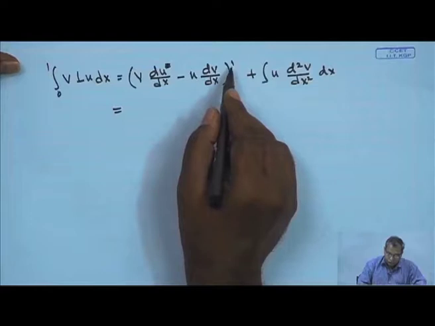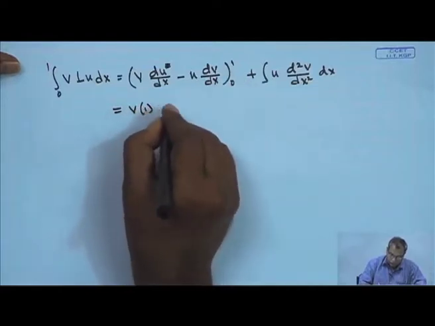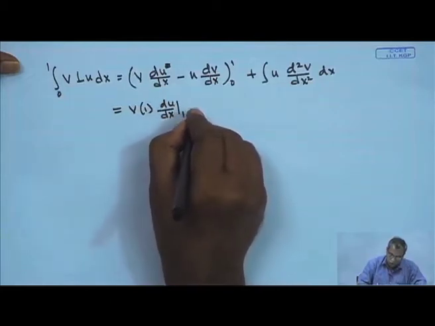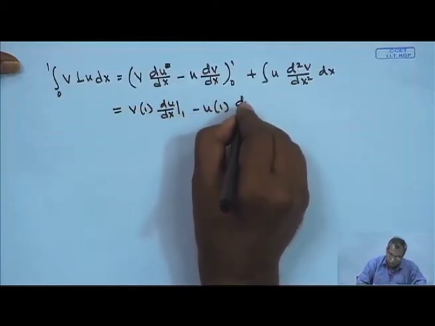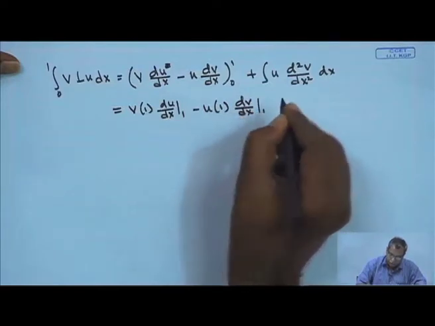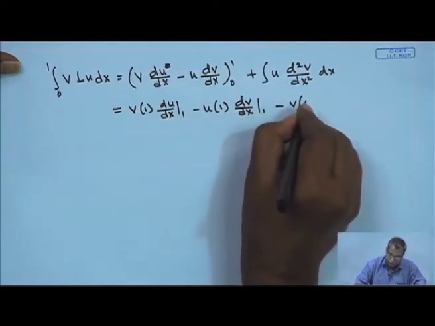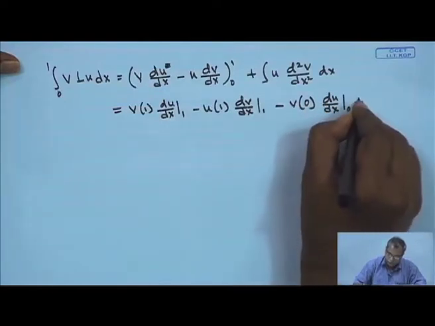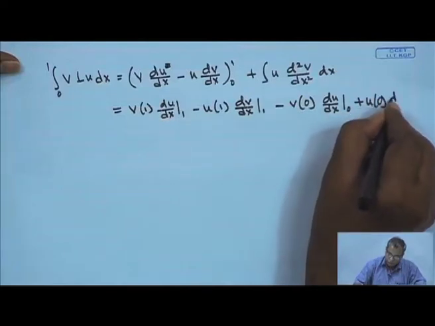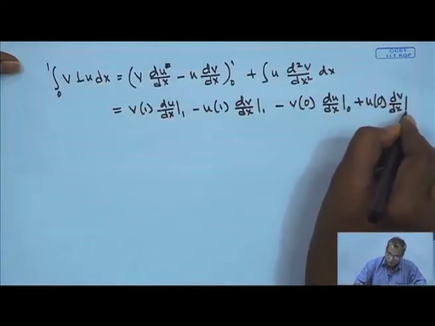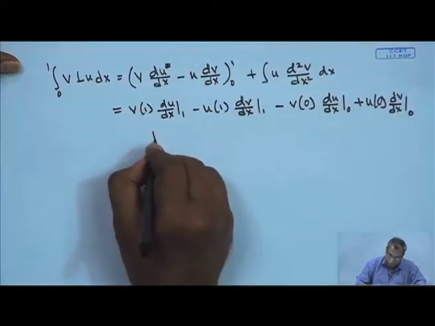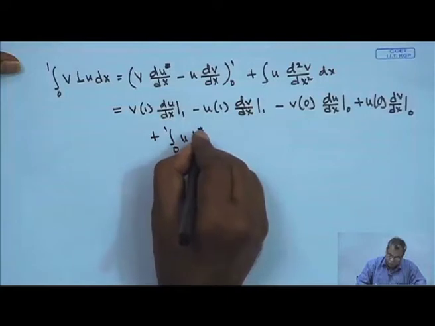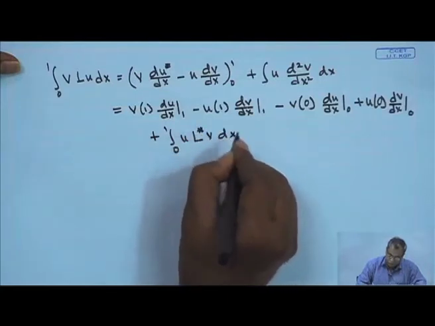Okay. So let us put the boundary conditions. So this is v at 1 du/dx evaluated at 1 minus u at 1 dv/dx evaluated at 1, minus v at 0 du/dx evaluated at 0 minus minus plus u at 0 dv/dx evaluated at 0, plus integral 0 to 1 of u. So this is now my L star v dx.